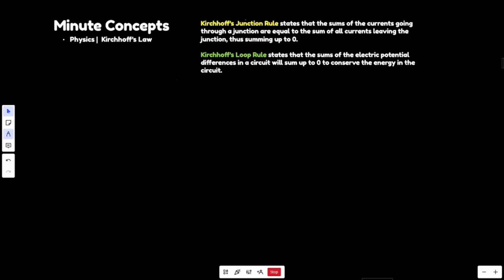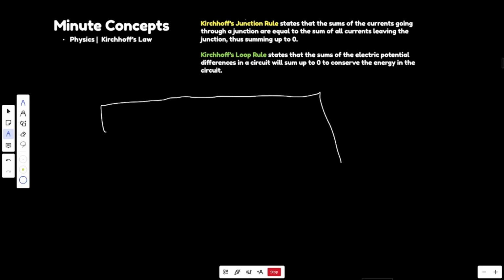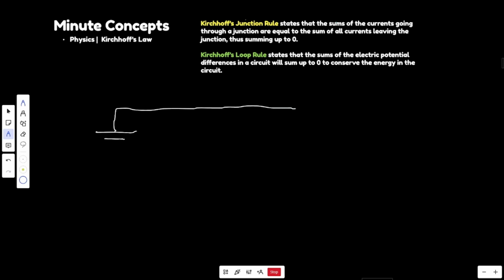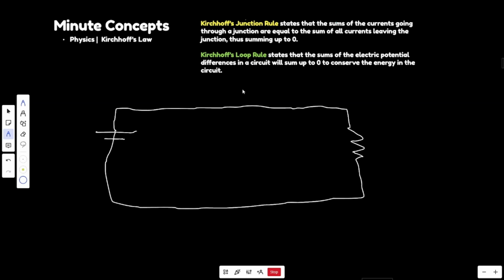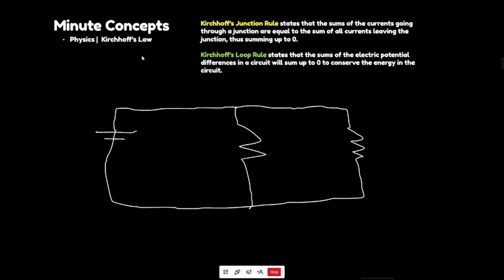So first, we will understand the junction rule. But first, we need to draw a circuit so that we can actually visualize what a junction is. Okay, so let's start with the battery. And then we have a resistor here. Then we have nothing else. But here in the middle, we have one resistor. Okay, so this is our standard parallel circuit.